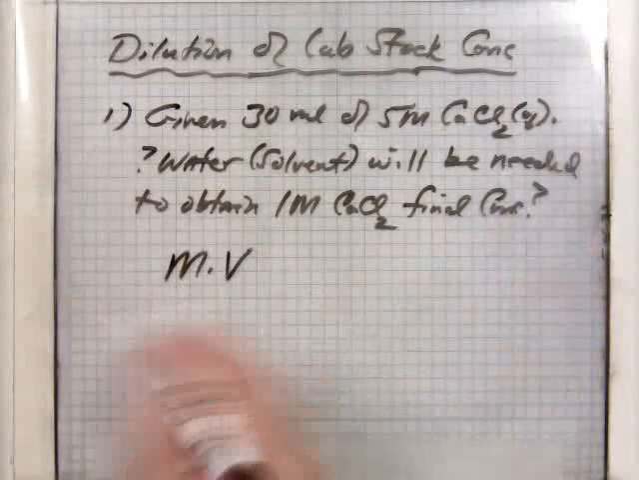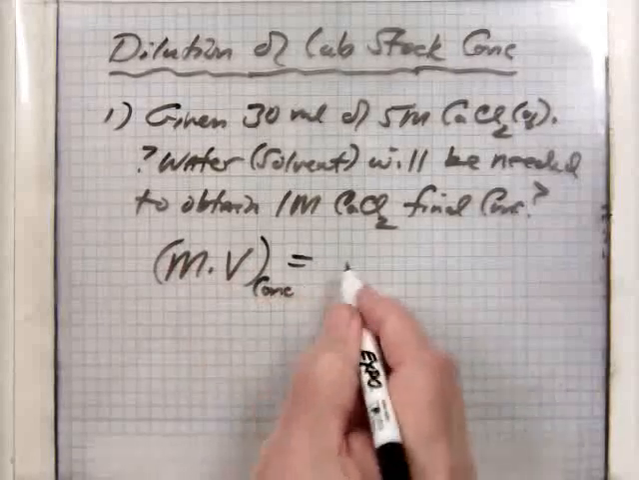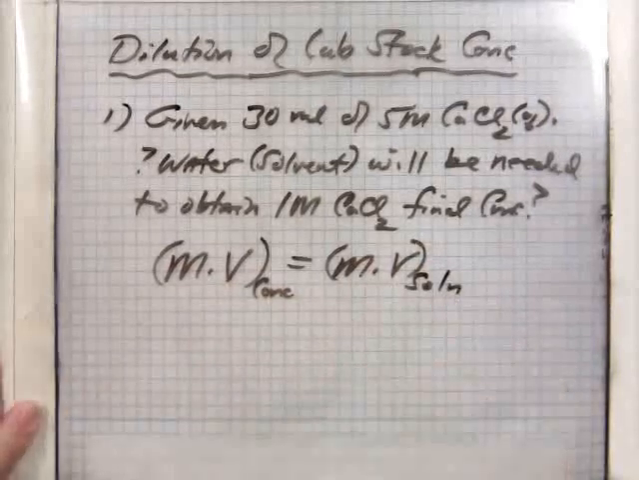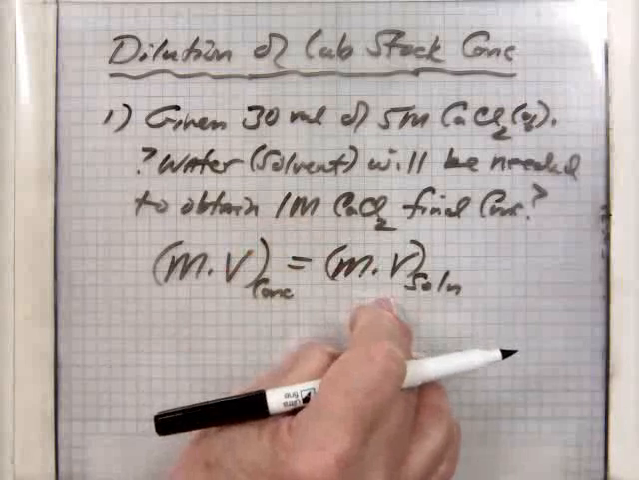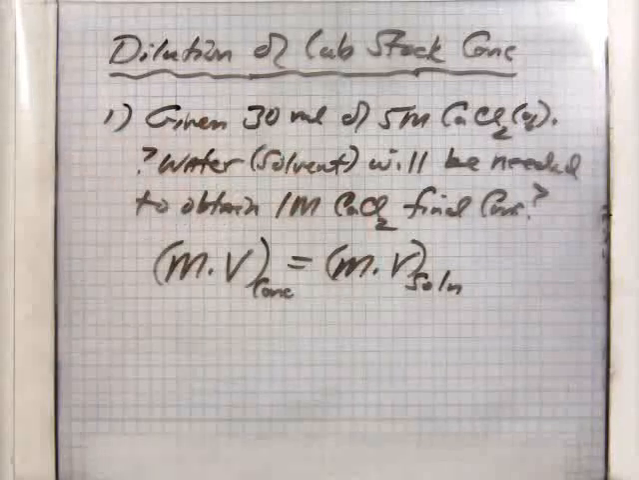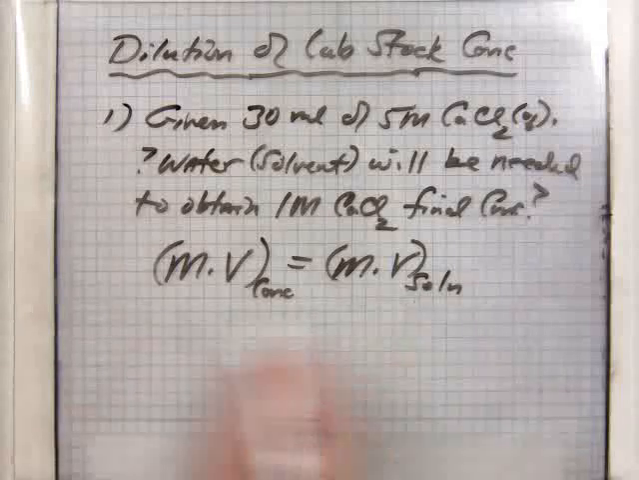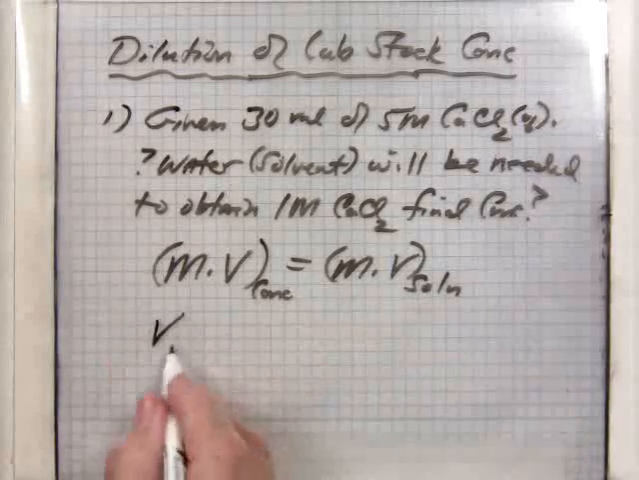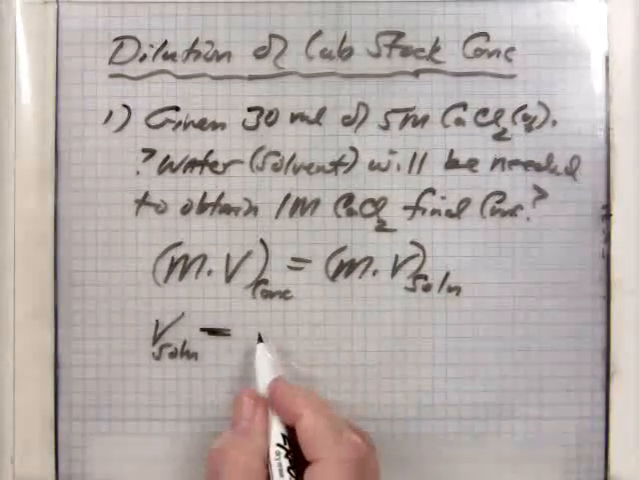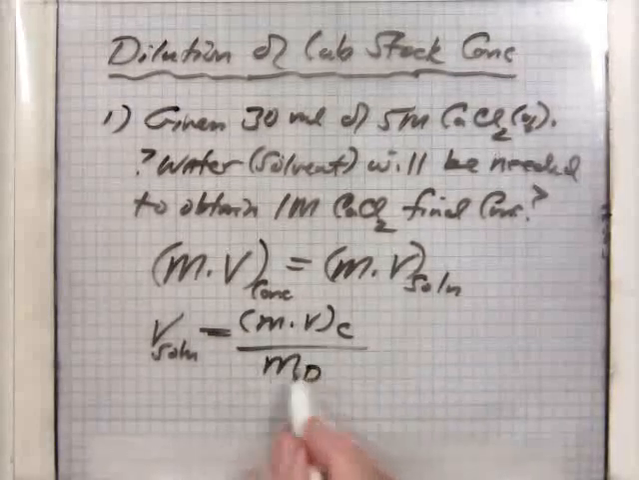Molarity times volume of the concentrate is equal to molarity times volume of the final solution. So you want to figure the volume of the final solution, but then you have to turn around and subtract the 30 milliliters from it, because that's what you're putting in the beaker to start with, and then pouring water on top of it up to the final volume. So the final solution volume is molarity times volume of the concentrate over the molarity of the diluted sample.